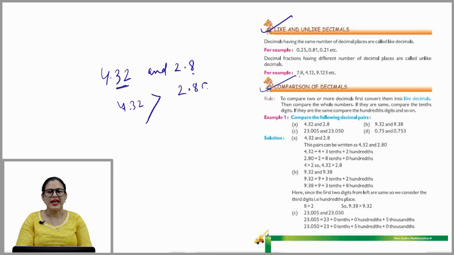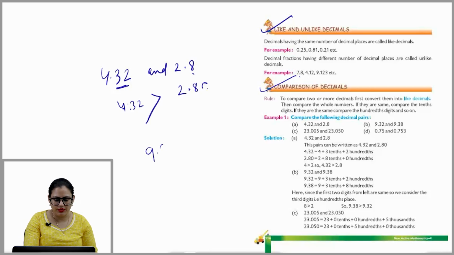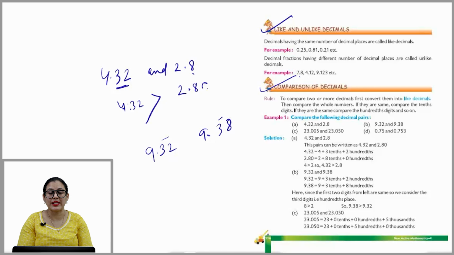4. Okay. Next is 9.32 and 9.38. Okay. So, 2 decimal places, 2 decimal places. Now, let's compare the whole number. Here is 9, here is also 9, same. Then compare the tenths place digit, which is 3. Again, same. Then we'll compare the hundredths place digit. Here is 2, here is 8. Which one is greater? 8 is greater, right?